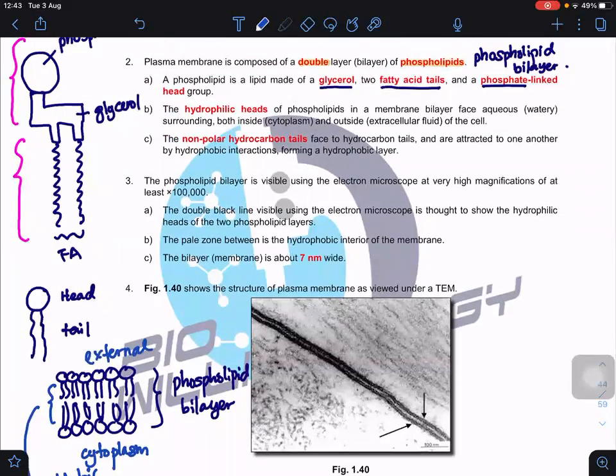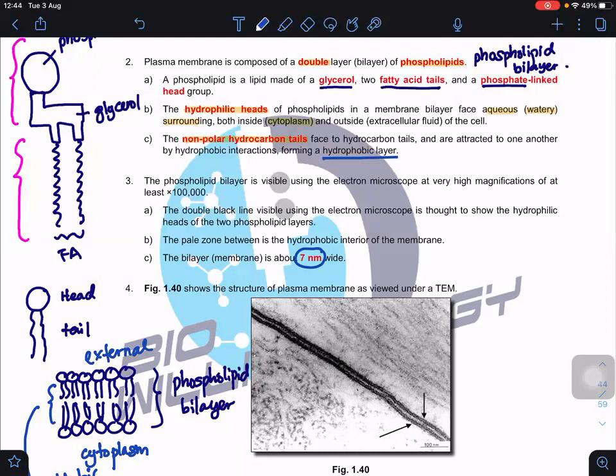Are you clear? So how do they arrange? The hydrophilic heads of the phospholipid face the aqueous surrounding and the cytoplasm. They have nonpolar hydrocarbon tails, which are hydrophobic. Phobic means phobia, scared of water. So the tails face one another, forming a hydrophobic core. The membrane is very thin. This is the value you need to remember: about 7 nanometers thick. Are you clear? 7 nanometers thick.